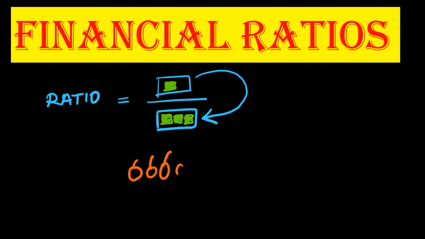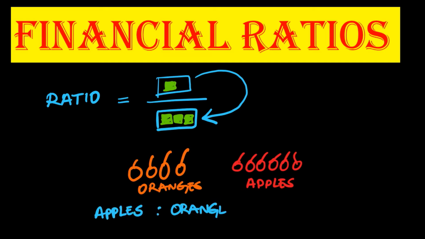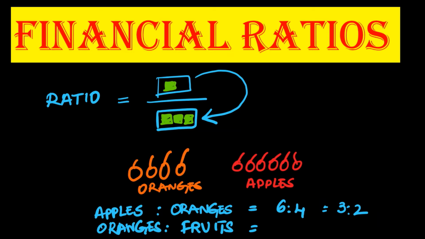Say there are 4 oranges and 6 apples. What is the ratio of apples to oranges? 6:4 or 3:2. What's the ratio of oranges to the total fruits? 4:10 or 2:5, which means for every 5 fruits, 2 are oranges. A ratio gives us an idea of one parameter in comparison to a similar parameter of interest.